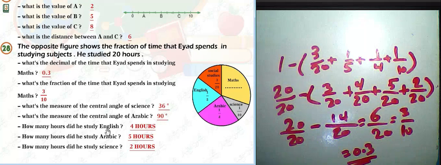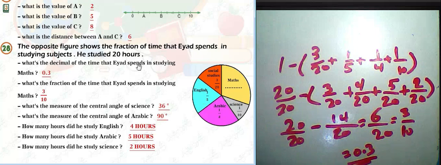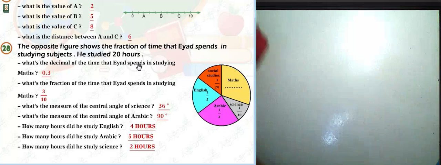How many hours did he study English? English was one fifth of 20 hours because he studied 20 hours. 20 divided by 5 equals 4, right? 4 hours. One fifth of 20 equals 4. Understood, my students? He asked here about what?